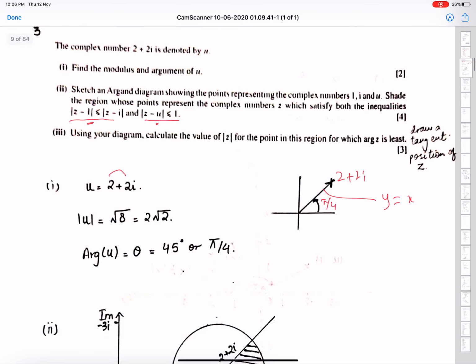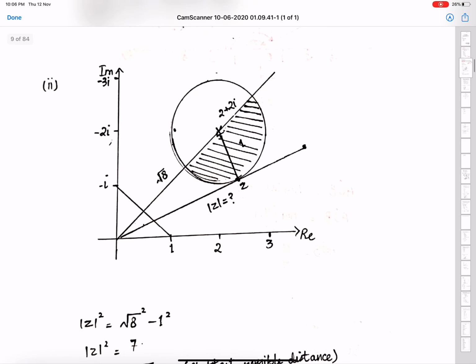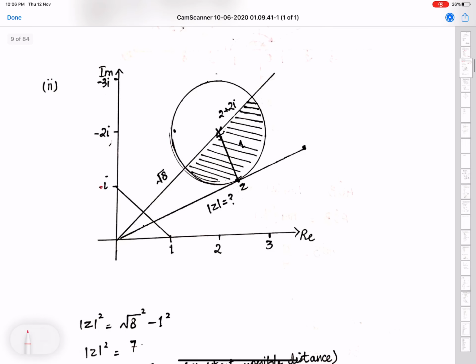And bisector of 1 and i. Well, this is 1 and this is i. Don't need to mention i and 2i here, just write 1 here. It's not required to write i here. It's obvious this is i. So this is 2. Just write 1 and 2 and 1, 2, 3. Don't write i here. Just write 3 here.